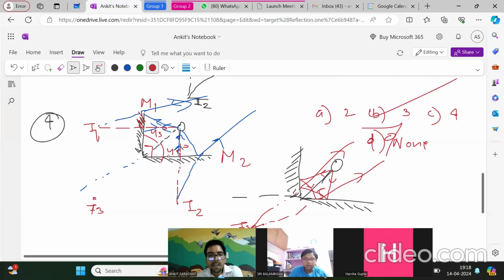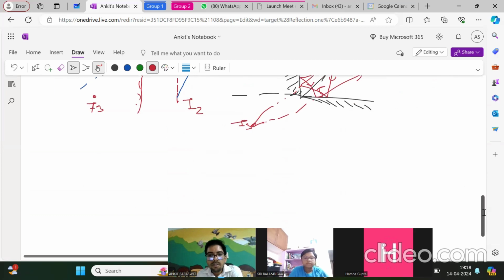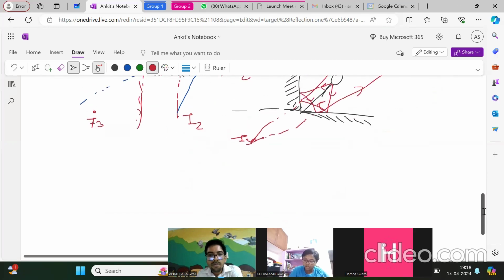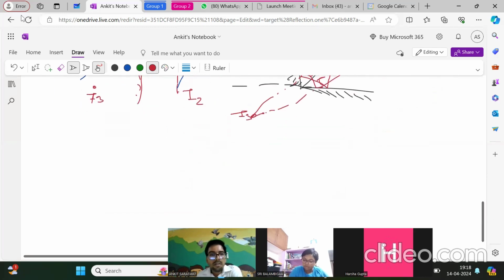If you forget the image also, just understand here I1, I2, just consider that a mirror is placed here. For this I2, there is I3. If you don't understand this, I will explain again. Understood? Yes, sir.